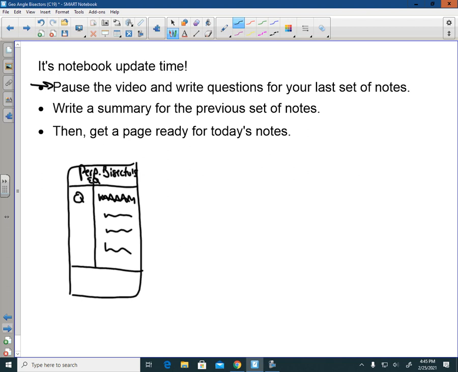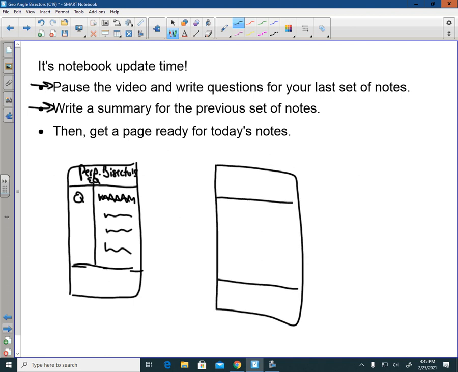Once you get that done, you might go back to some previous notes and write a summary. Don't write a summary on this one yet, because it's not time. You want to review your notes on different days. But on a previous set of notes, write a summary. If you don't have a summary to write, then don't worry about it, because maybe you've done all of that already. And then get a page ready for today's notes, and that is going to include basically doing this right there. And that is how you get a page ready.